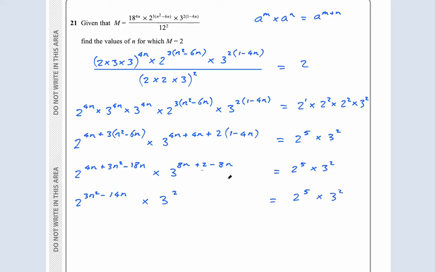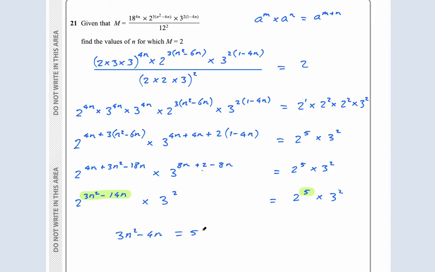Now look, 2 to the power of this times 3 squared equals 2 to the power of 5 times 3 squared. That tells me that the only way this equation can be equal is if this, 3n squared minus 14n, has to equal this, 5. It's the only way they can be equal. The equation can make sense. Because then I would have 2 to the 5 times 3 squared equals 2 to the 5 times 3 squared. Okay, so this has to equal 5.